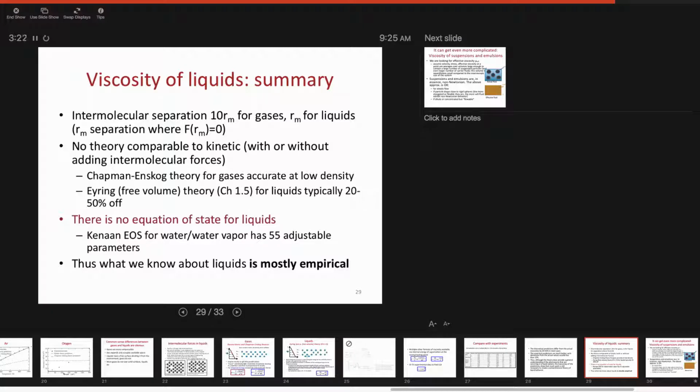Peng-Robinson can model liquids and gases. It's used for both, yes, but it's not in itself a liquid equation of state. Oh well, we can use the ideal gas law for everything too. We have nothing else, right? But in itself, it's not derived for liquids. Oh, it's empirical. Yeah, it's really an empirical relationship. So what we know about liquids is mostly empirical. That's the point.